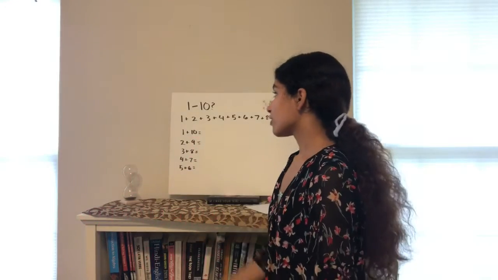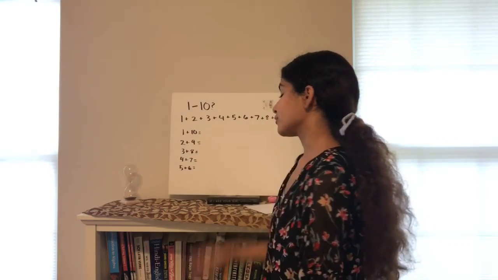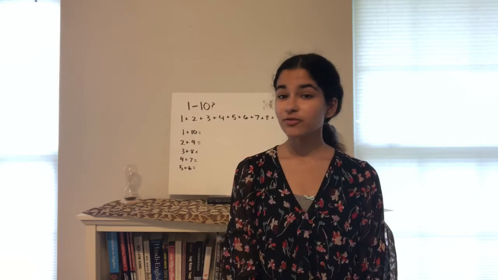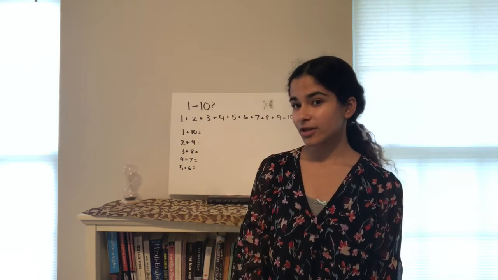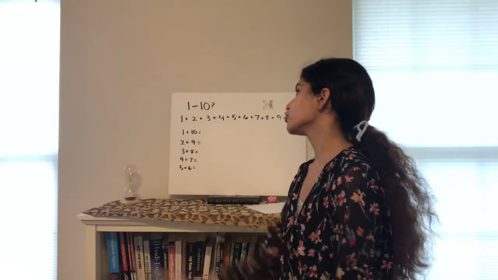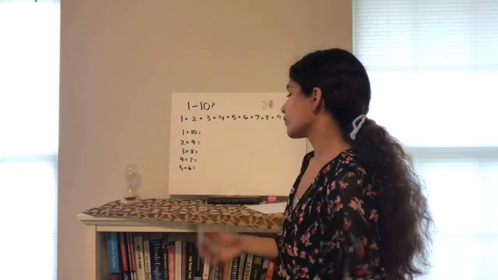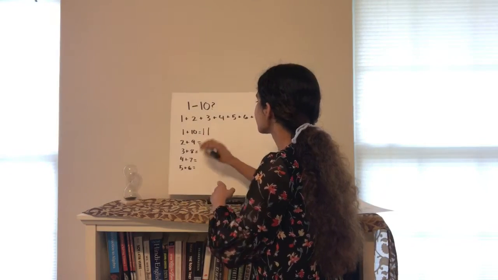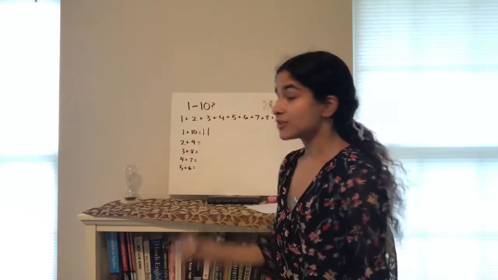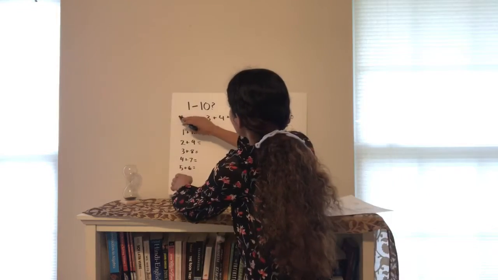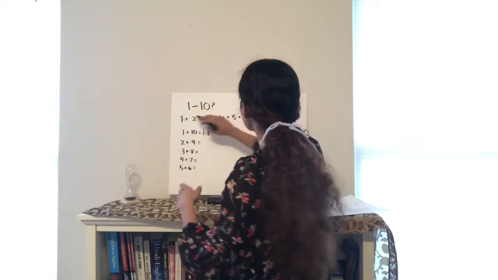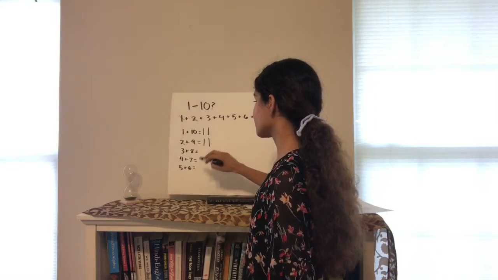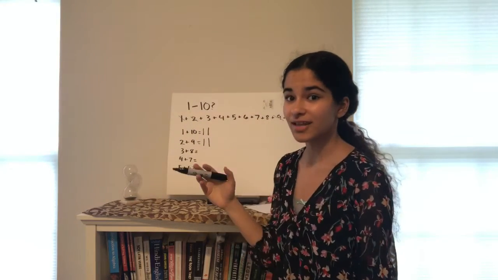Okay, so now we have all the numbers from 1 to 10 written out. But should we really add them up in order? Or should we try to do something unique? For example, what would happen if I added 1 plus 10? Well, 1 plus 10 equals 11. What would happen if I added 2 plus 9? Now we have 1, 10, 2, and 9 taken care of. This would also be 11. That's interesting. They're both the same.